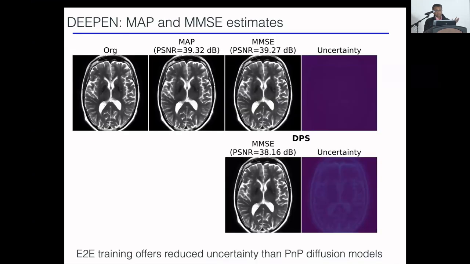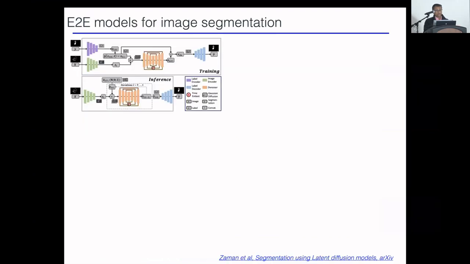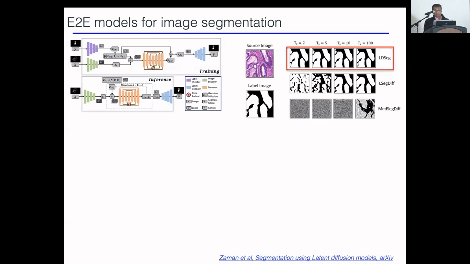So again, so far I was just talking about image reconstruction. The same ideas could be applied for other image processing tasks. This is just a quick snapshot. You could also apply this for end-to-end segmentation. Here we are doing this in a latent space, and so we can do sampling.